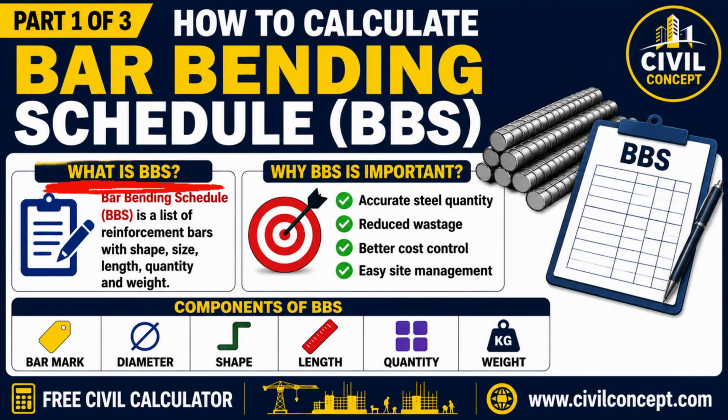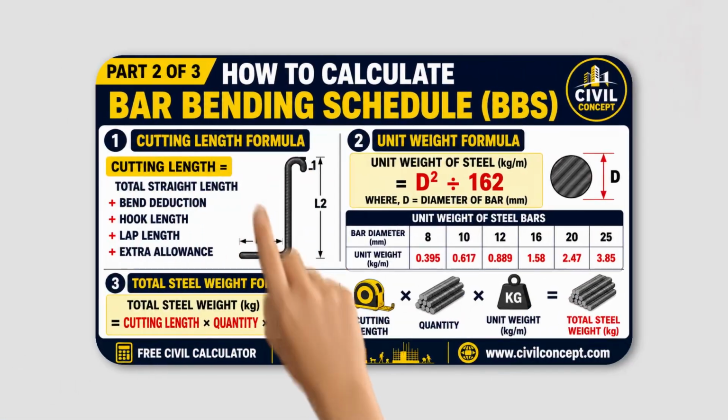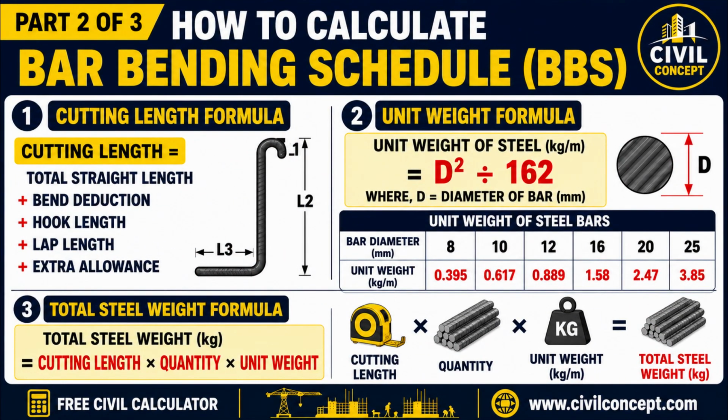First, let us understand what BBS is. Bar bending schedule or BBS is a detailed list of reinforcement bars showing their bar mark, diameter, shape, cutting length, quantity, and total weight. Preparing a BBS helps us estimate steel accurately, reduce wastage, control project cost, and manage reinforcement work efficiently. Now, let us see the basic formulas used in BBS.